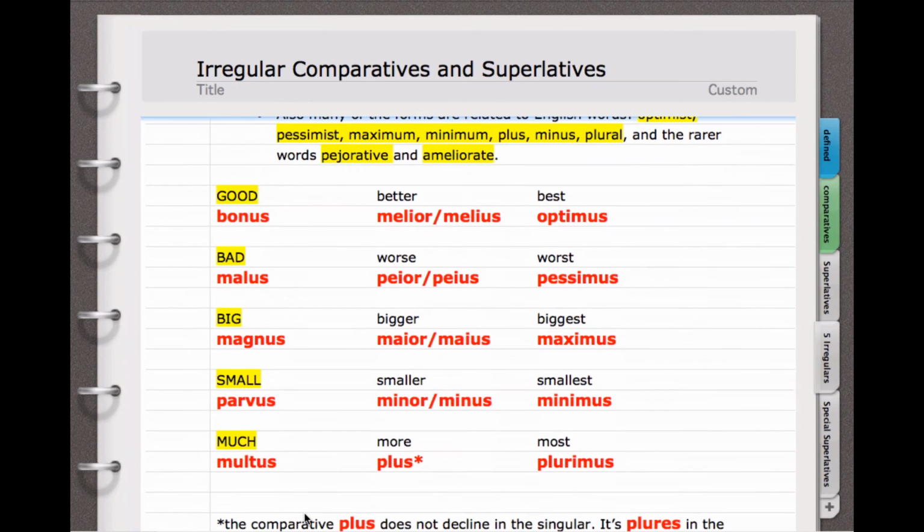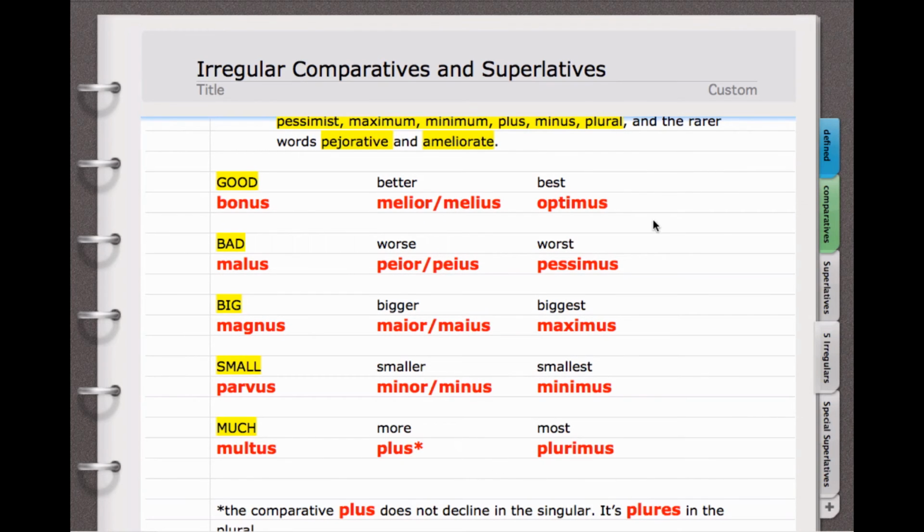The word much is multus. Its comparative is plus, like plus. And its superlative is plurimus. All these superlatives, like the superlatives we just talked about, are first and second declension adjectives, optimus, and all the comparatives are third declension adjectives, just like fortior and longior, as we were talking about before.